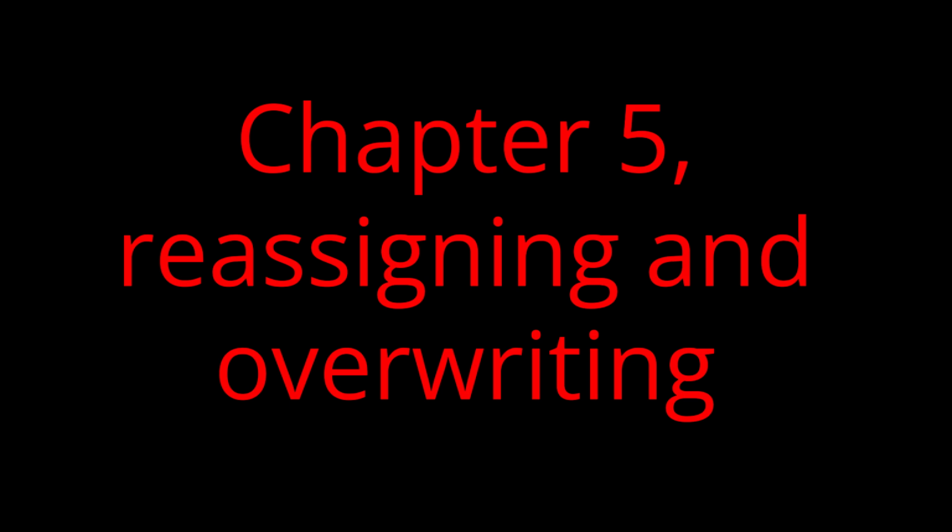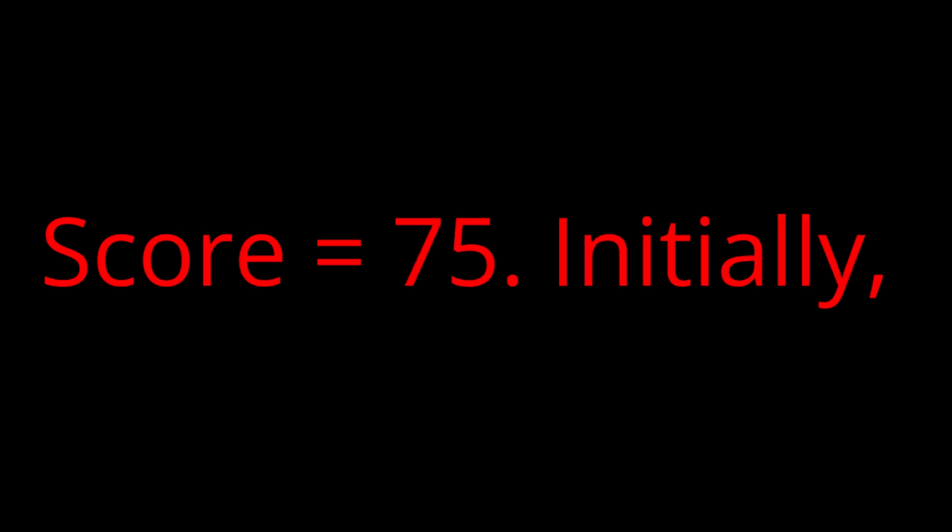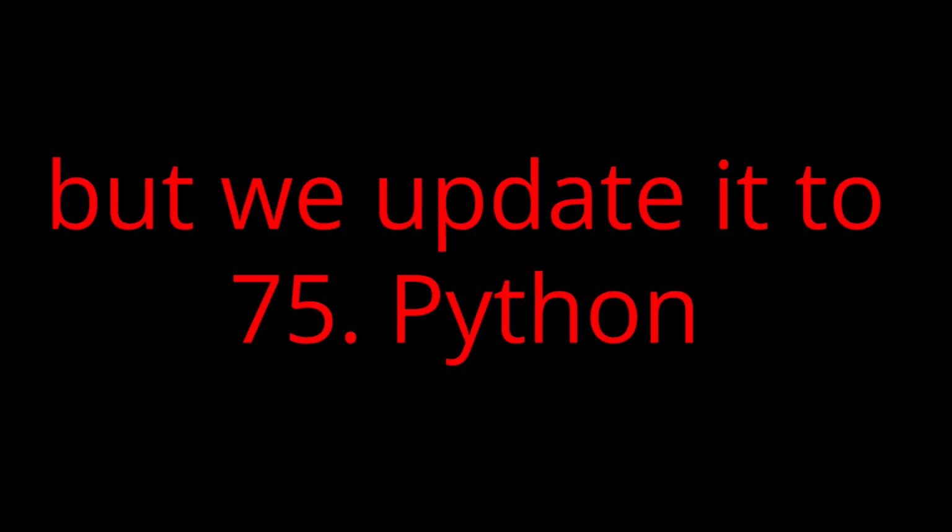Chapter 5. Reassigning and overriding variables. Variables in Python can be reassigned at any time. Let's see an example. score = 50, score = 75. Initially, the variable score holds the value 50, but we update it to 75. Python simply replaces the old value with a new one.